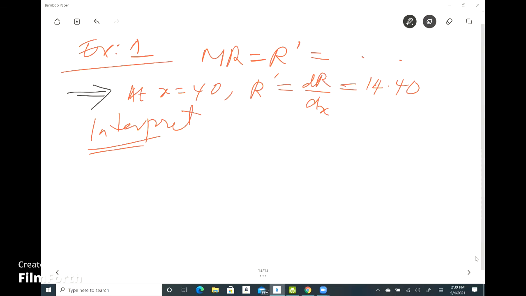Betul ke tak betul? Everybody, anybody? Is that right or is it wrong? Right. That's right. Okay. You have to mention the current level of production. And then when X increases by 1 unit, the revenue will increase by $14.4 at X equal to 40.